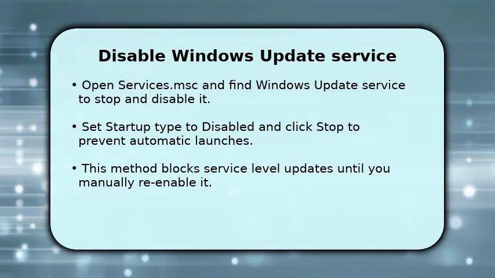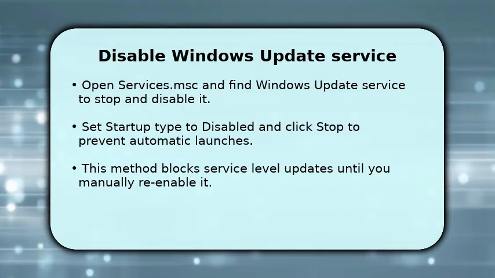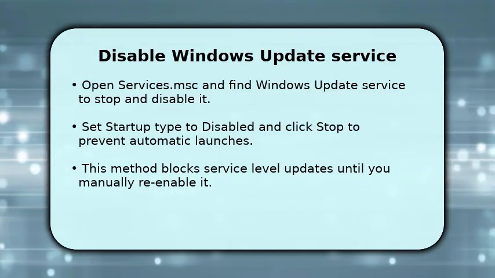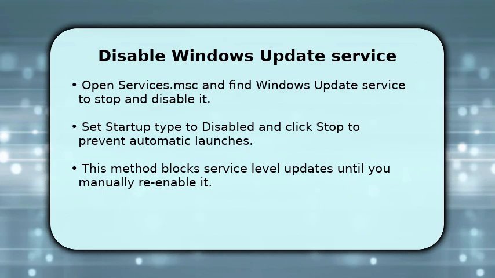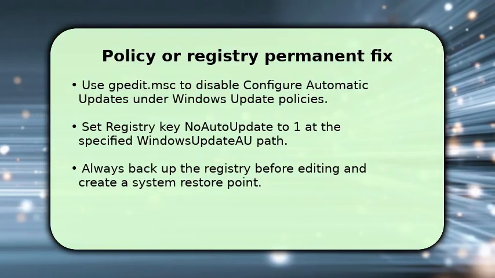This prevents Windows Update service from running until you manually re-enable it. Use this approach when pause options are insufficient or for supervised machines. For advanced users, use group policy or registry edits to stop automatic updates.